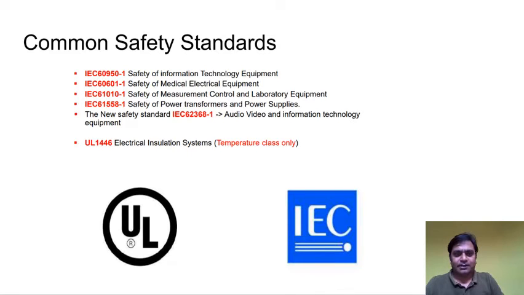So common safety standards which are followed in magnetics are IEC and UL. So IEC 60950-1. This is the safety standard for information technology equipment. IEC 60601-1. This is the safety standard for medical equipment. And IEC 61010-1 is the safety of measurement, control and laboratory equipment. And IEC 61558-1, it is a safety standard for power transformers and power supplies.